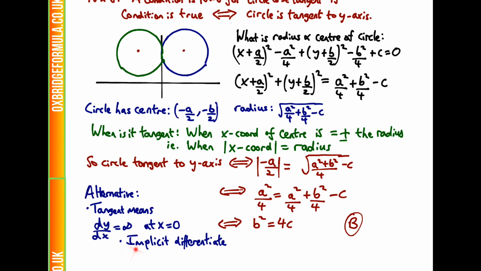There are a couple of alternative methods for doing this. One way is, if you consider this circle, because it's tangent to the y-axis, it means the gradient dy/dx of the curve at x = 0 is infinite. So if you know how to implicitly differentiate, this is another alternative way of getting to the answer, which may be slightly quicker.